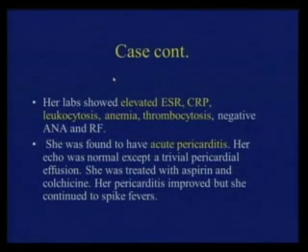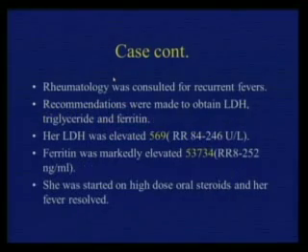Her labs showed elevated ESR and CRP, leukocytosis, anemia, and thrombocytosis, and negative ANA and rheumatoid factor. She was found to have acute pericarditis. Her echo was normal except for a trivial pericardial effusion. She was initially treated with aspirin and colchicine for the pericarditis. Her pericarditis improved, but she continued to spike fevers. At that time, rheumatology was consulted because she had recurrent fever and was not getting well.